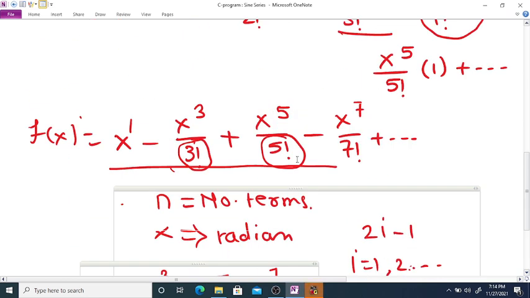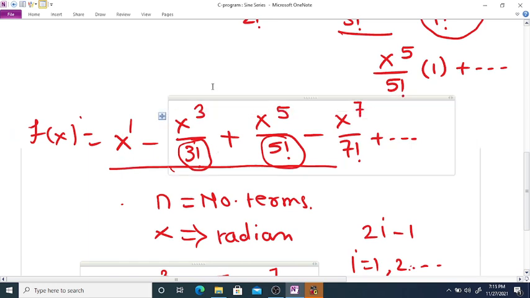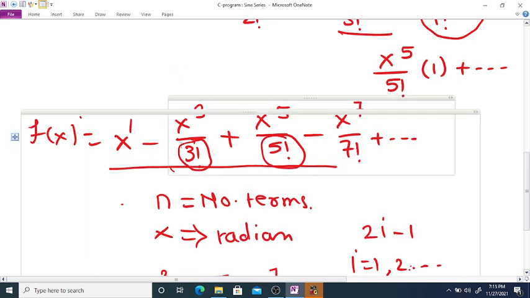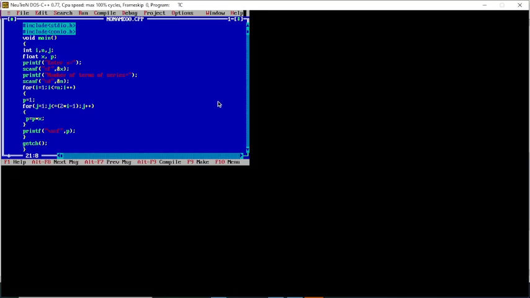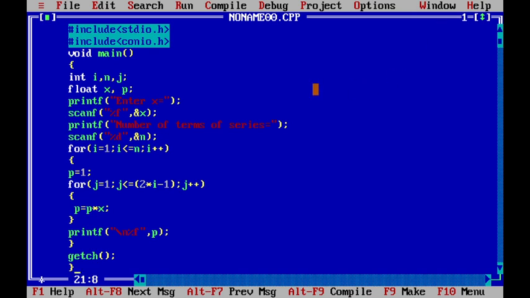But you can observe here, the sine series is x minus x cube plus x raised to 5 minus x raised to 7. So it contains alternate positive and negative signs. So next we want to think about the positive and negative sign, so we are going to take one more variable here for sign.